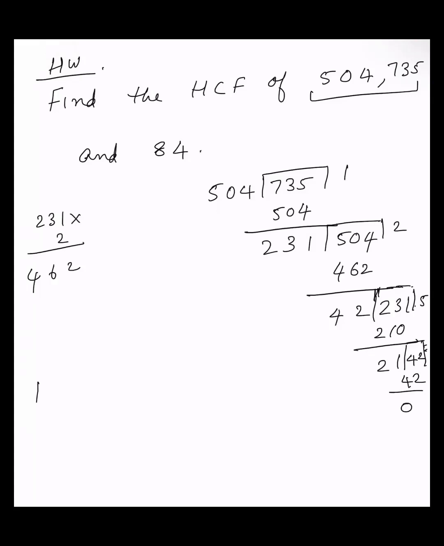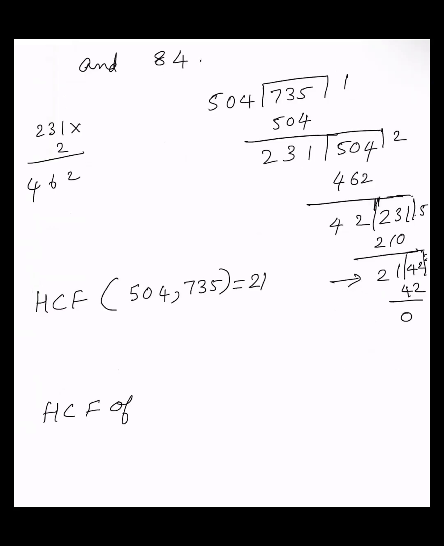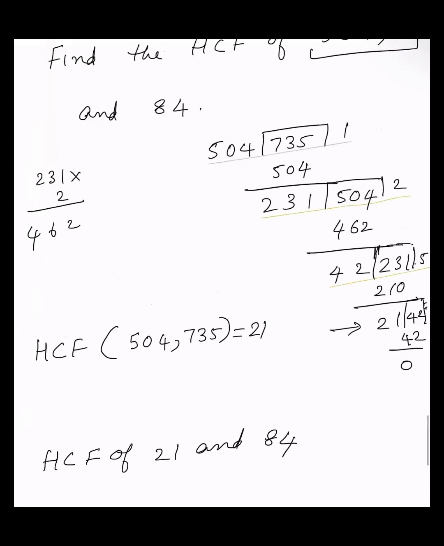So when they say Euclid's division lemma, you have to write all these steps properly. So what is the HCF of 504 and 735? The last divisor, 21. So write 21. Now calculate the HCF of 21 and 84. Understood? Because you already found the HCF of 504 and 735. The HCF is 21. Take that 21 and 84. Its HCF is what you need to calculate next.